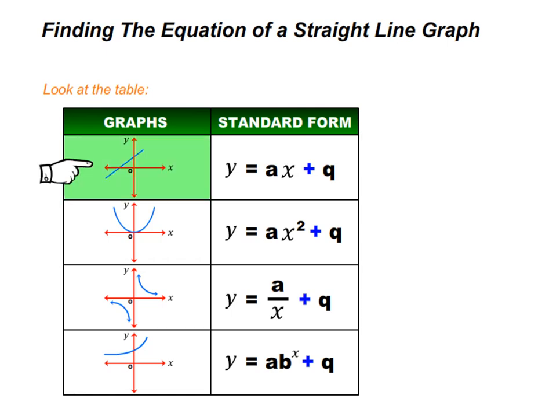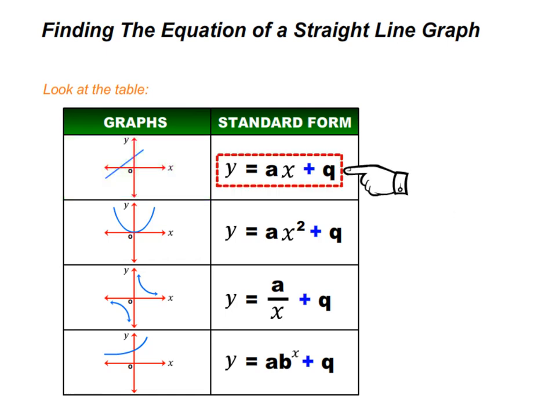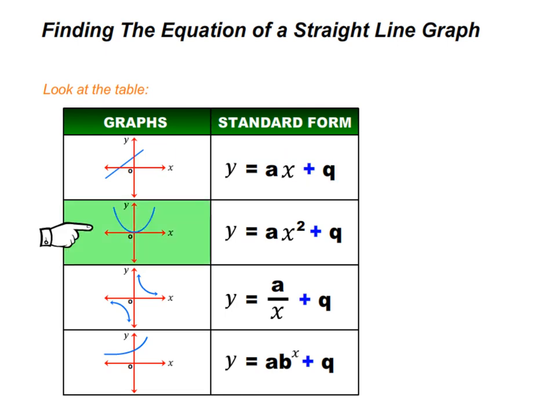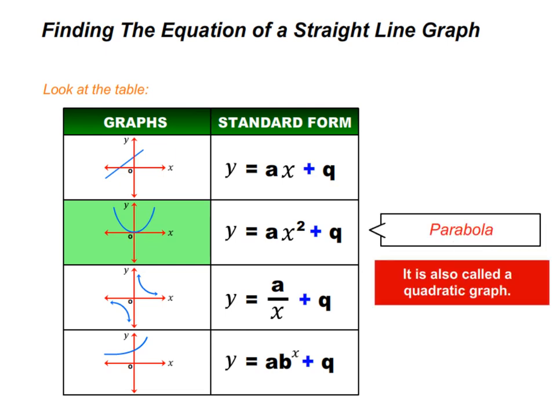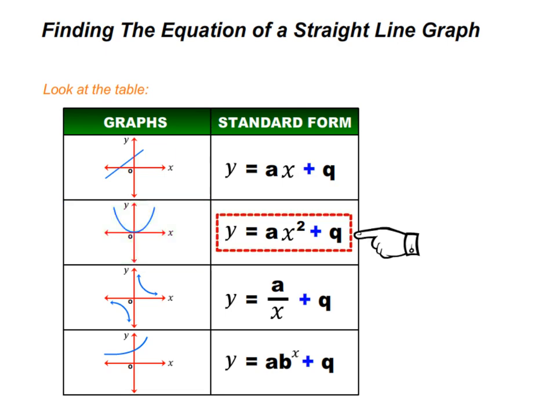The first graph is the graph of a straight line graph. It has the equation y is equal to ax plus q. Look at the second graph. This is a graph of a parabola. It is also called a quadratic graph. It has the standard form, which is given by y is equal to ax squared plus q.